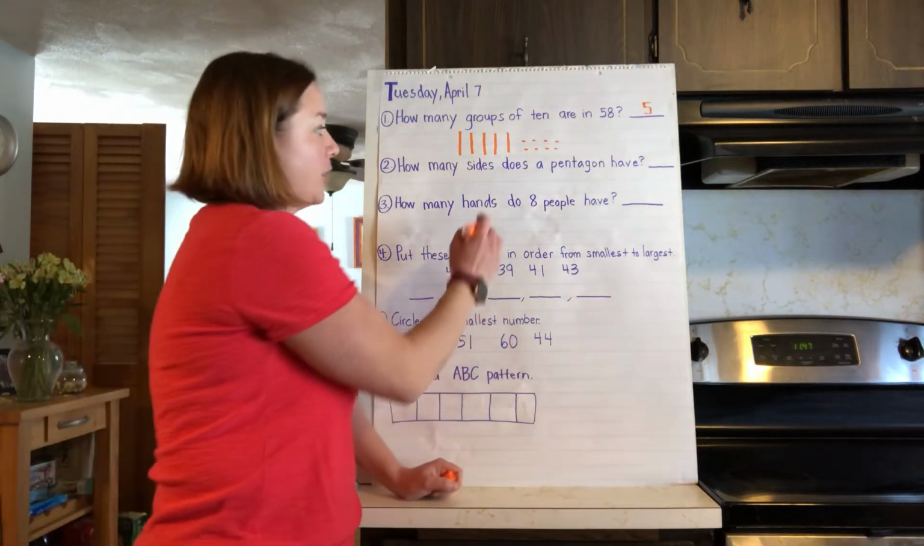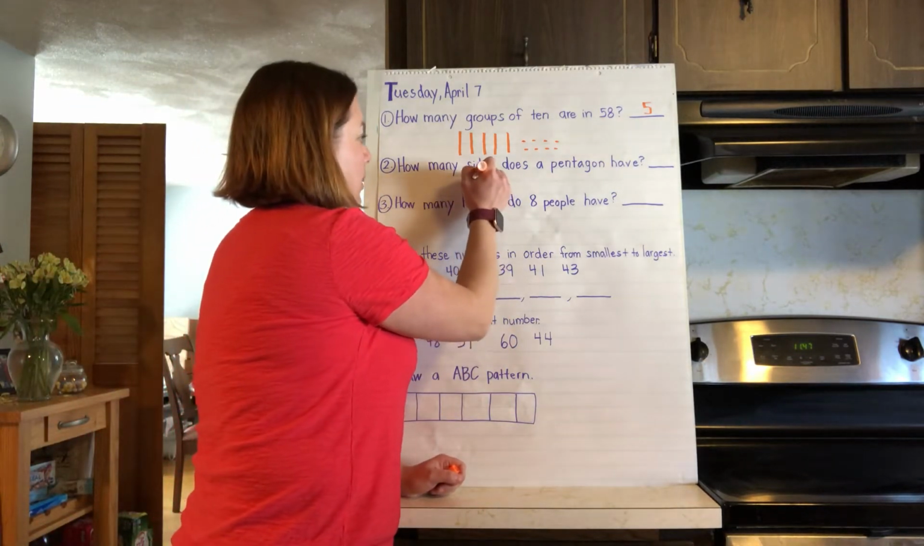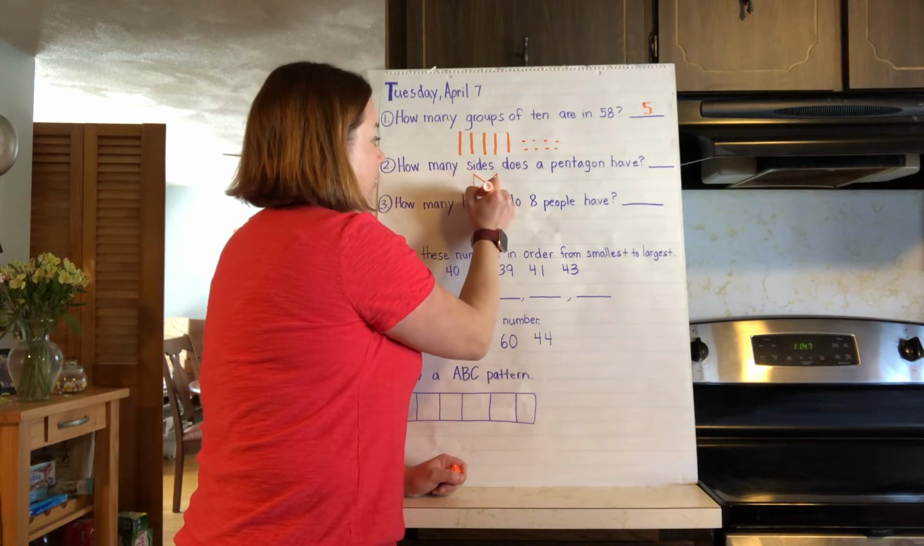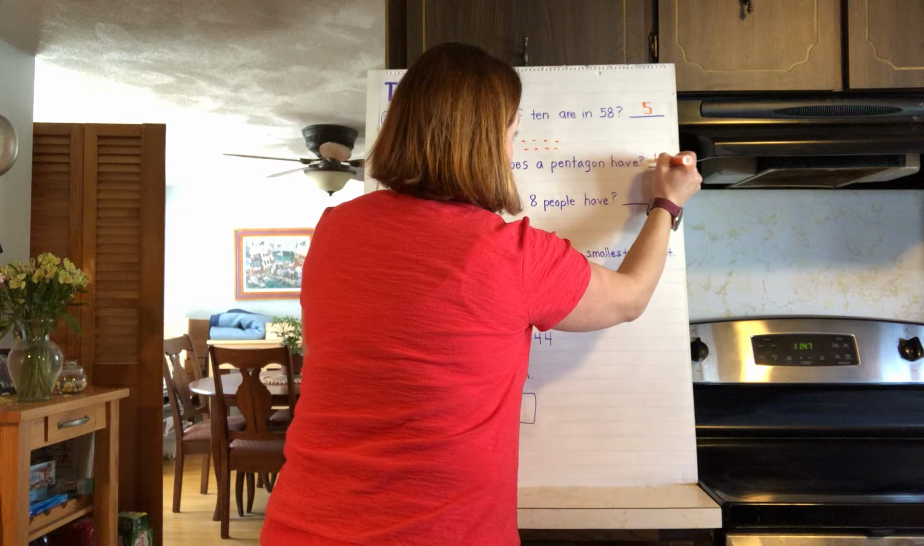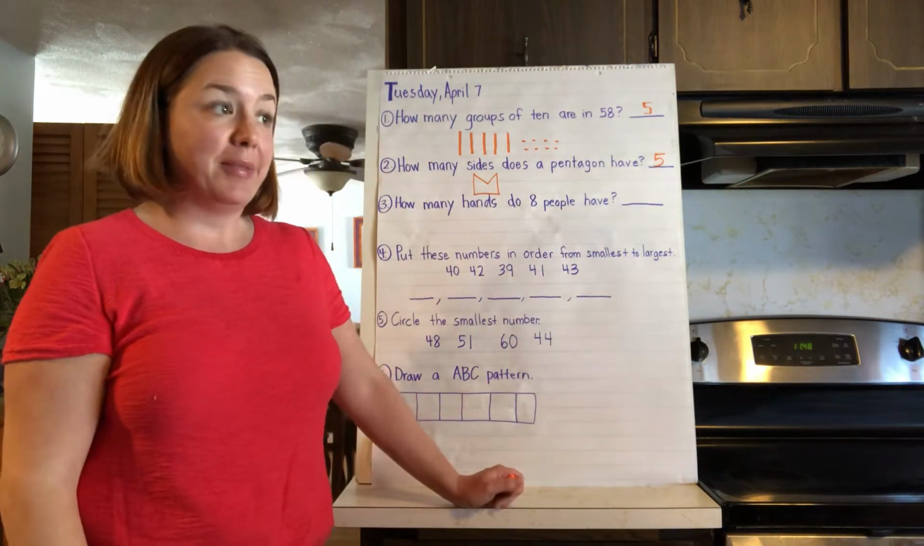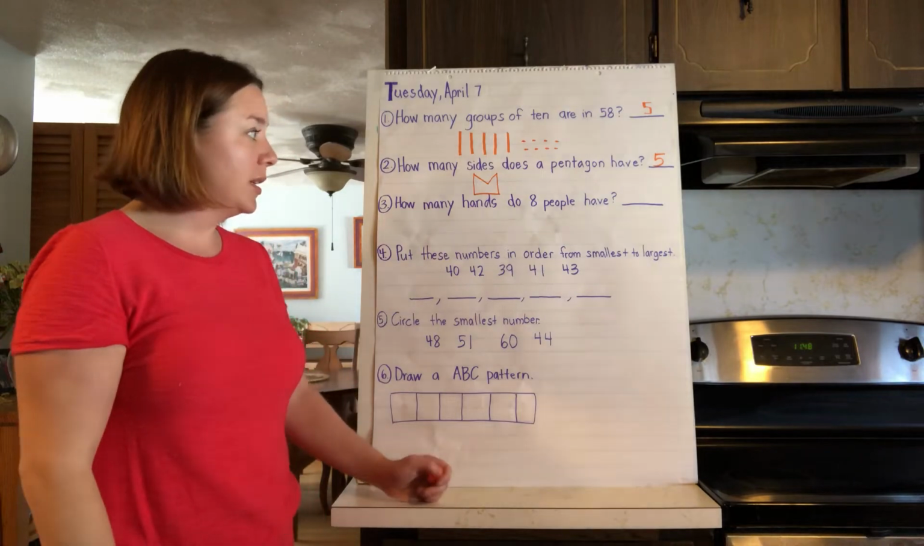All right, let's take a look at those pentagons. Pentagons have 1, 2, 3, 4, 5 sides. Look at that, number 1 and number 2. The answers were 5. 5 sides on a pentagon.